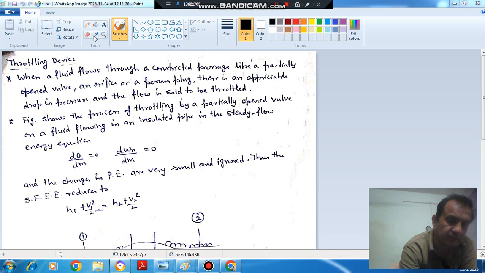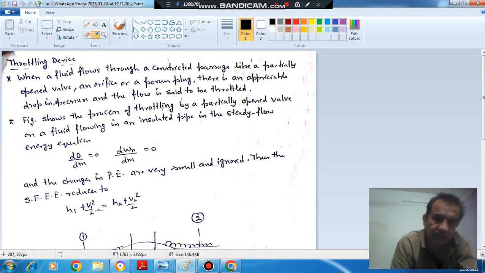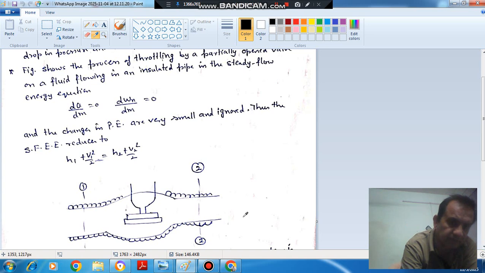The next topic in the application of steady flow processes is the throttling device. In a throttling device, if the pressure is dropped, then the flow is said to be throttled. There is no heat supplied and no work done, so heat supplied is zero, work done is zero. And the levels are also the same, Z1 is equal to Z2.